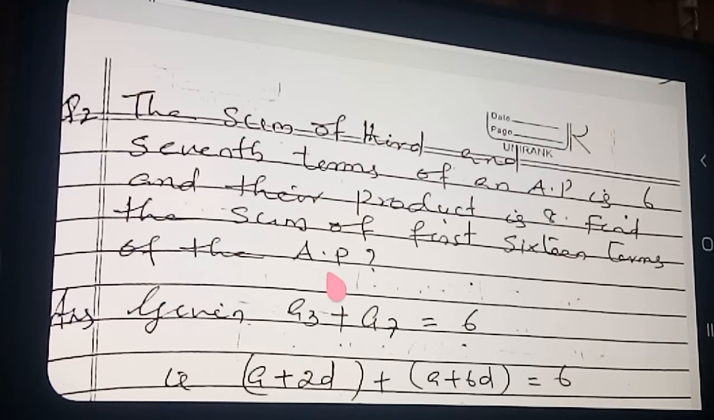Find the sum of the first 16 terms of the AP. That means you want to find the value of S16. For finding the sum of the first 16 terms, you need a and d. n is already given as 16. Now go through the sums. The value of A3, short formula, is a plus 2d. The value of A7 is a plus 6d. Their sum you got as 6.